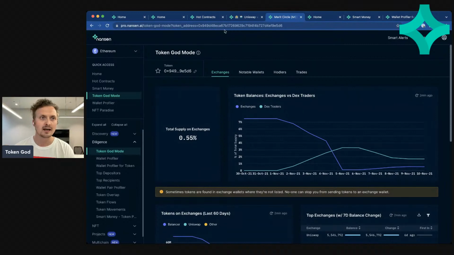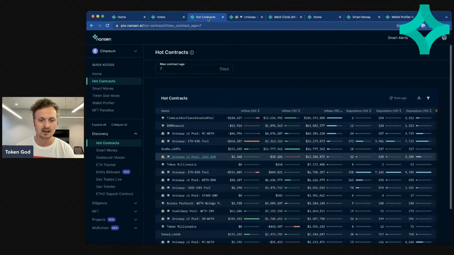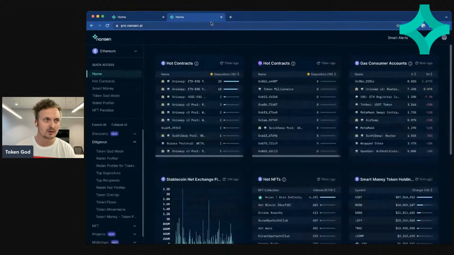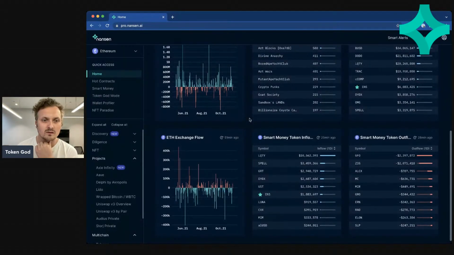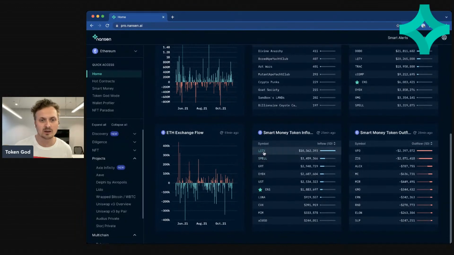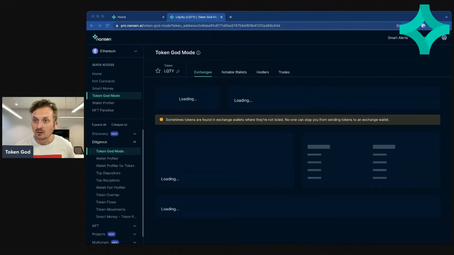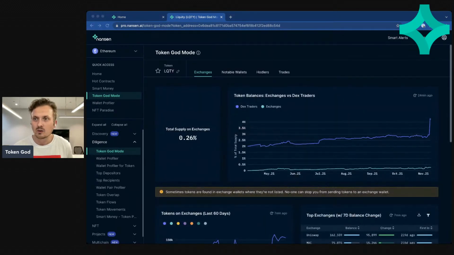Maybe the last thing we can look at is one thing I spotted here on the side, going back to the home screen. I noticed that Liquity as well is a token that stands out a bit on the smart money chart. So I'm going to click through on this and see if I can spot something interesting. And here, once again, I have some notes from our analysts.